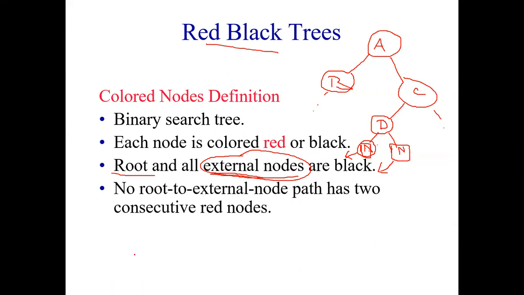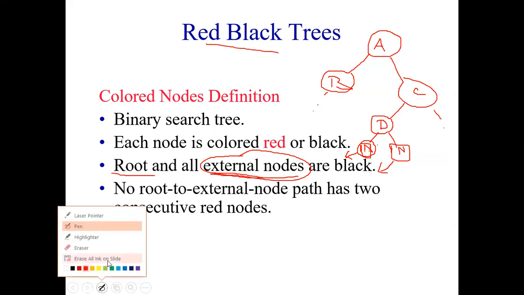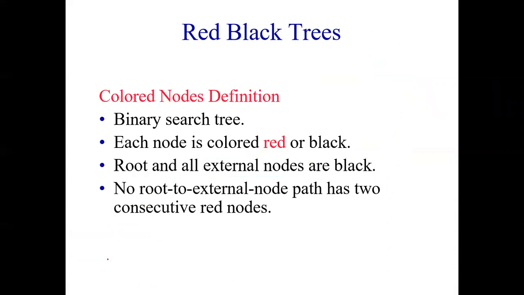So here we are discussing the properties of a red black tree. What are the conditions for a red black tree? The first thing is each node should be either red or black in color. Root and all external nodes should be black. No root to external node path has two consecutive red nodes.